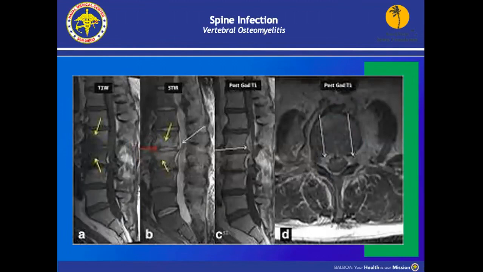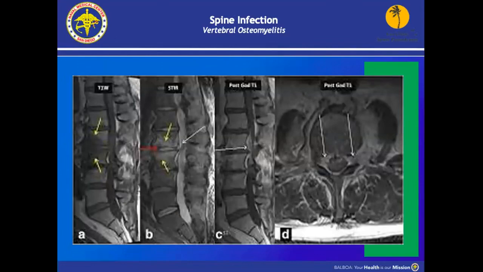So here are exemplary images in a 36-year-old female IV drug user. We're seeing marrow edema in the L2 to 3 vertebra involving the end plates, also with fluid signal within the disc itself. And this is in combination with minimal enhancement and no liquefaction on the post-contrast imaging. So all suggestive of a discitis osteomyelitis picture as compared to an epidural abscess, which we'll get into later.